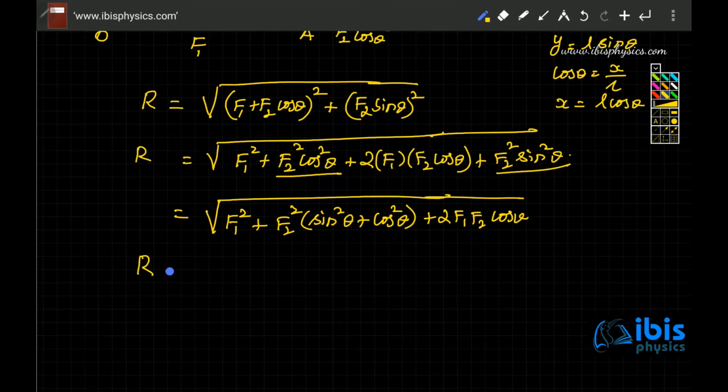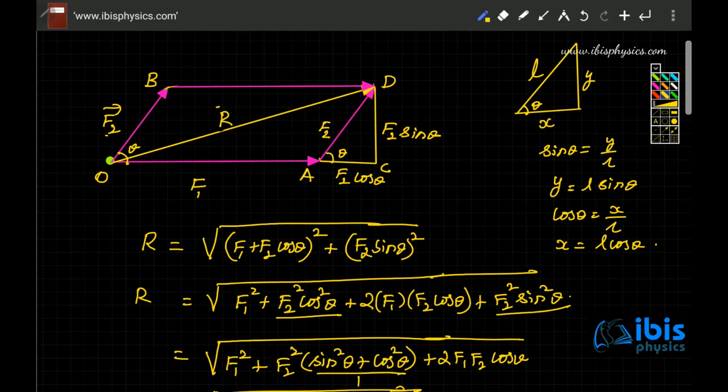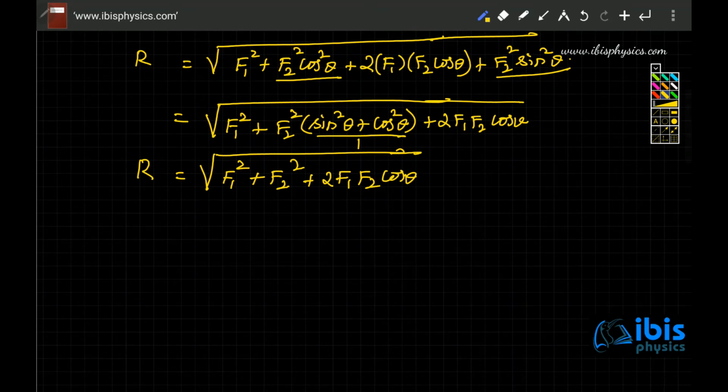Then the resultant vector is the square root of f1 square plus f2 square, because sin square theta plus cos square theta is 1, plus 2 f1 f2 cos theta. Here f represents force, so you can also make it very simple. Instead of calling it a force, you can call it p vector and q vector. This is what the parallelogram law says.